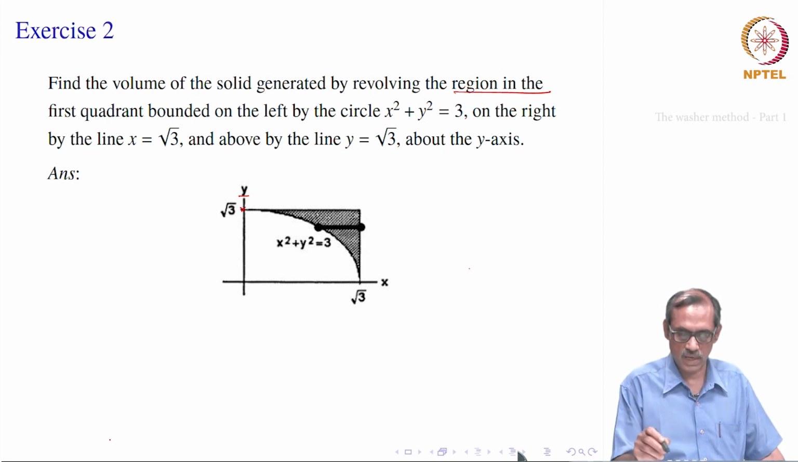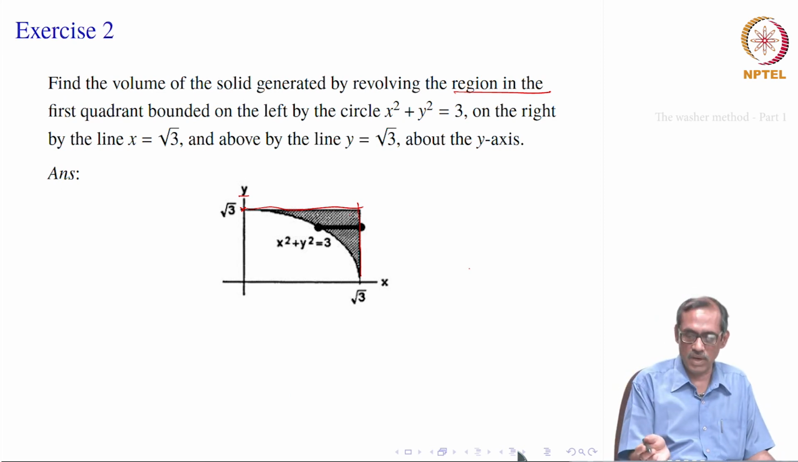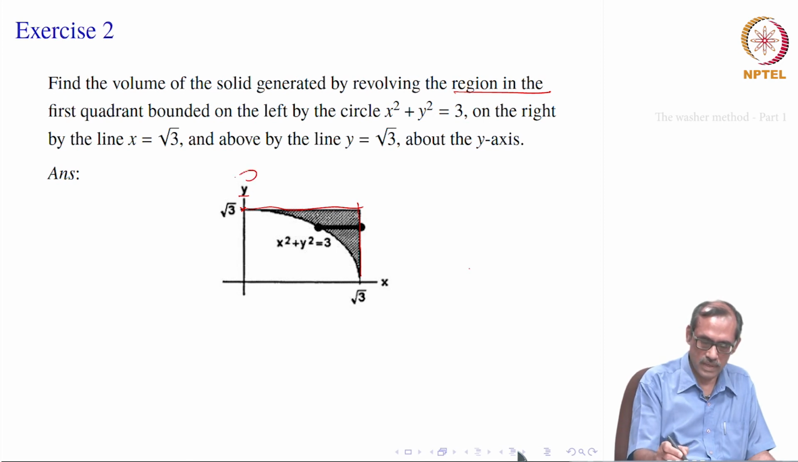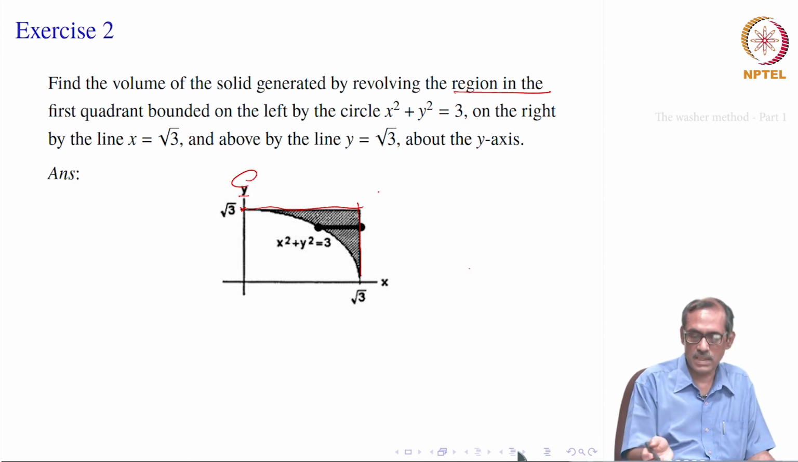So, this region is bounded on the left by the circle, and on the right by the line x equal to root 3. So, this is the line x equal to root 3, and above by the line y equal to root 3. So, it is this line, and this region is to be revolved about the y axis. So, it would go this way, it is revolved about the y axis. Okay.